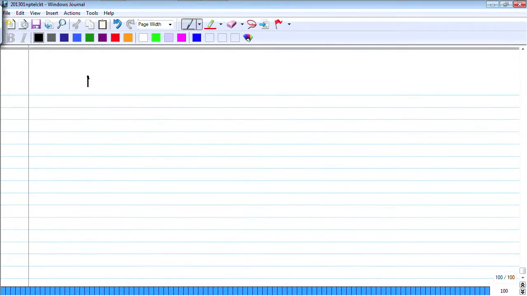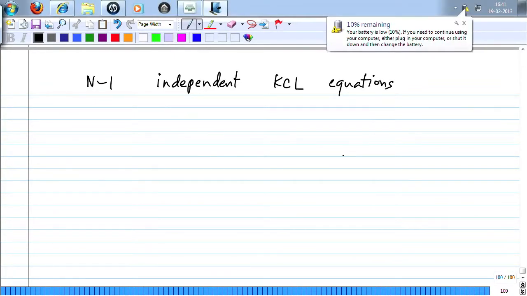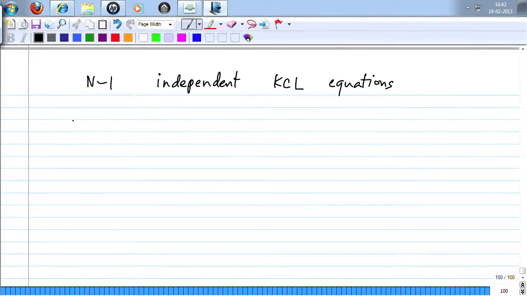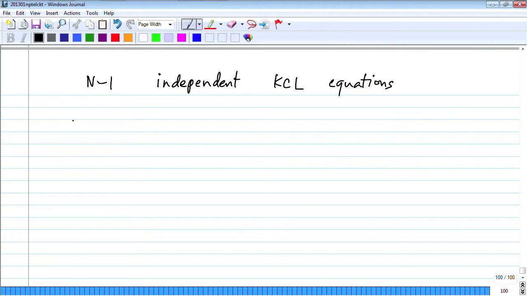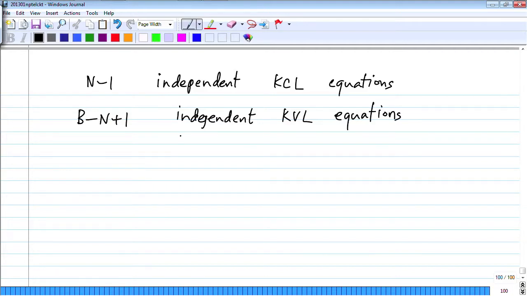So far we have n minus 1 independent KCL equations, and we have b minus n plus 1 independent KVL equations. Okay, that is b minus n plus 1 independent loops.